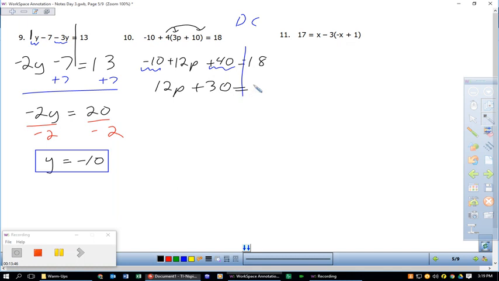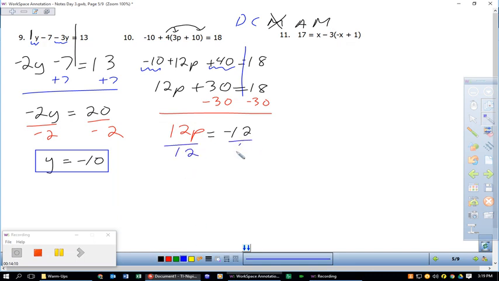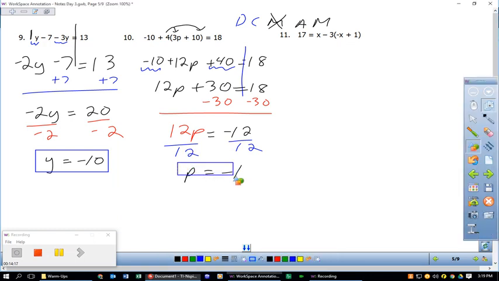equals 18. Combine like terms, move variables, not now. Add, subtract, multiply, divide. So we'll subtract 30. 12p equals negative 12. Divide by 12. p equals negative 1. Okay.